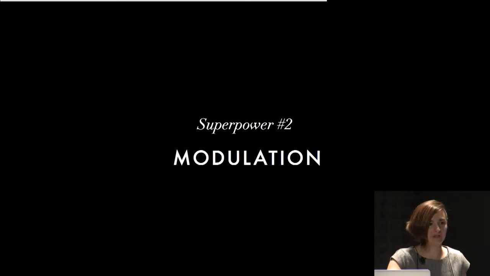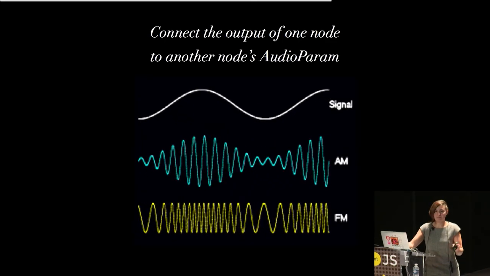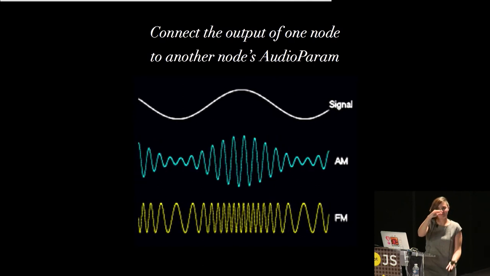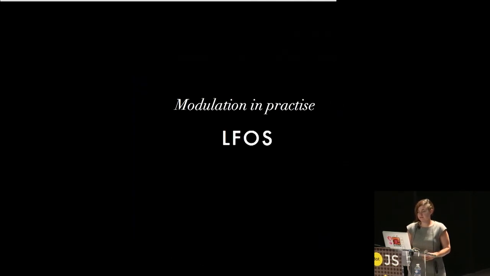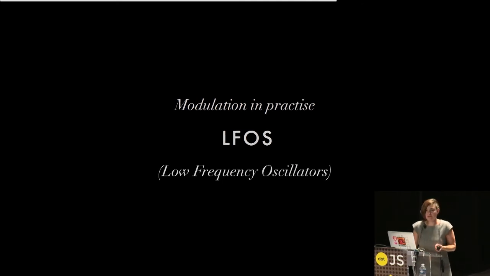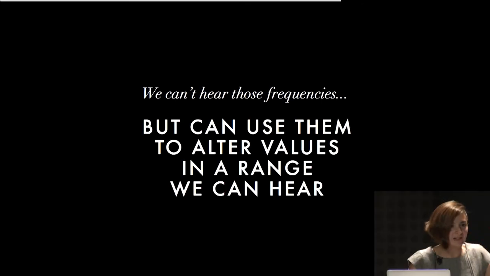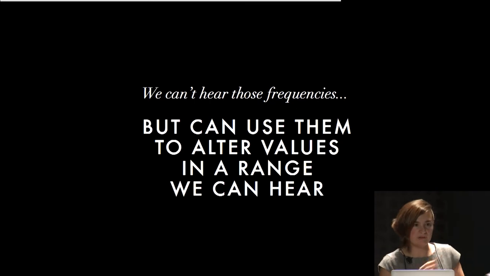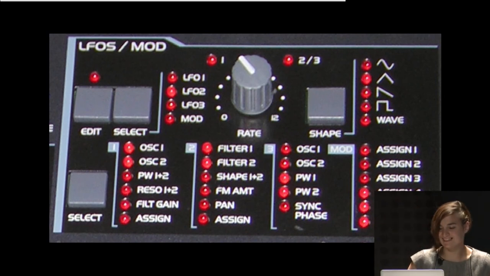Superpower number two, which is the one I like more, is modulation, where you connect the output of one node to the input of another node. So you can merge and manipulate these sounds that way. And there's this obvious example, which is low-frequency oscillators. Those are oscillators that we cannot really hear because they are so low-frequency that our ears just cannot. But if you add them or subtract them to other frequencies, you can actually hear those. So they're, again, very common in synthesis.